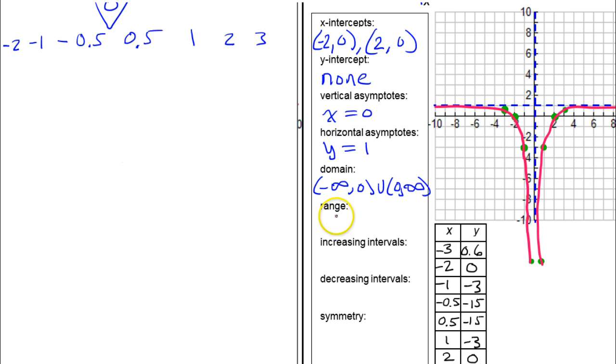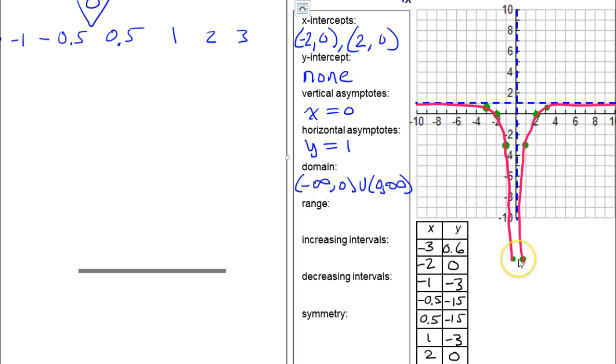Now, as far as the range, this graph goes from negative infinity up to 1. It reaches all the way up to the horizontal asymptote. It doesn't touch it, but it goes from bottom to top. It goes from negative infinity up to this asymptote. Okay, so the range will be negative infinity to 1. And because it doesn't touch, we'll leave this round parenthesis.